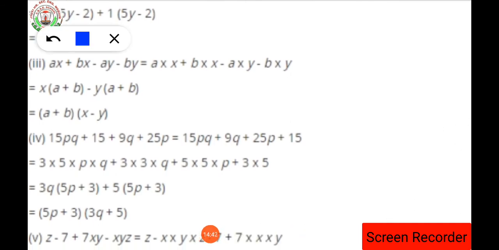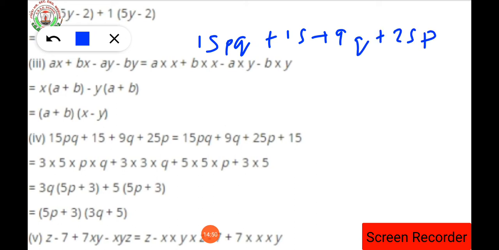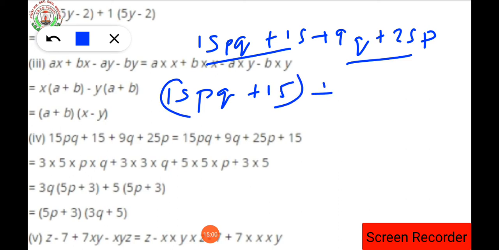Let's have the fourth question revision. So what? 15pq plus 15 plus 9q plus 25p we are having. Okay. So make the pair first. So we are going to make the pair for p: 15pq plus 15 will be the first pair, and the second pair will be 9q plus 25p. Clear? Now look how to solve this question.